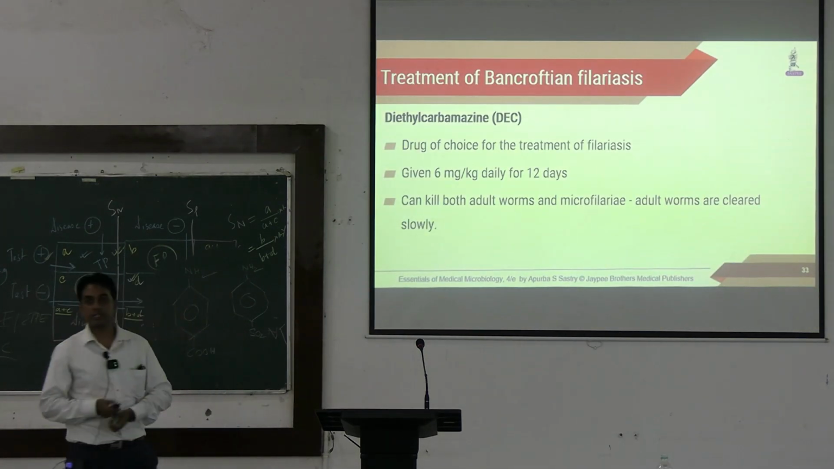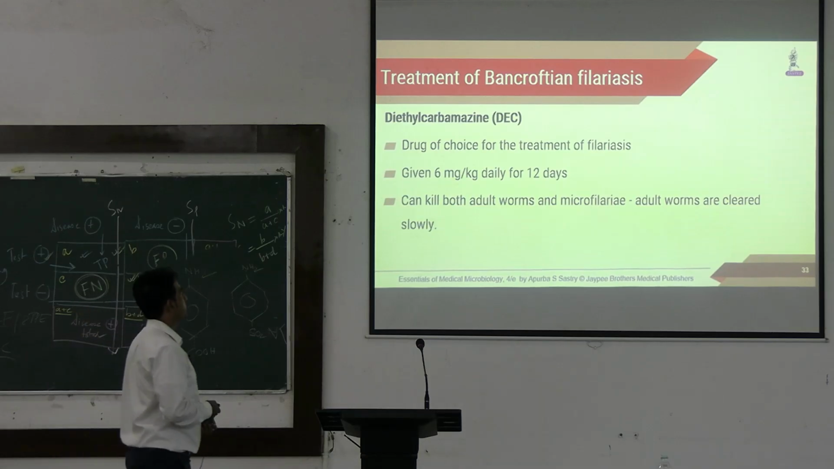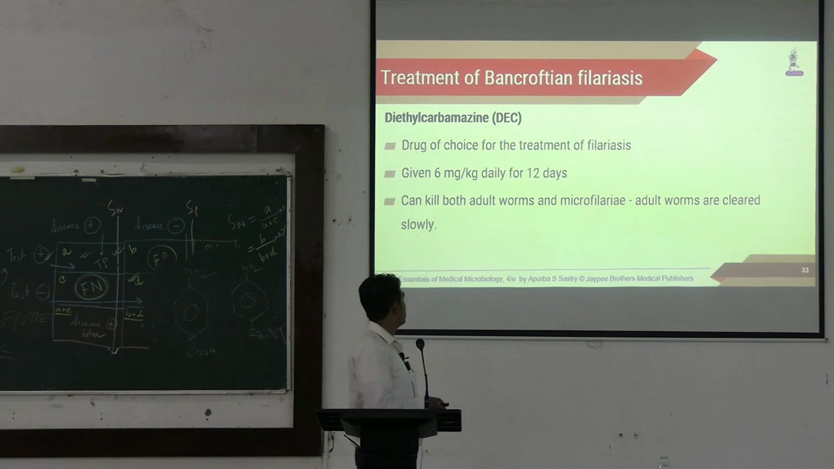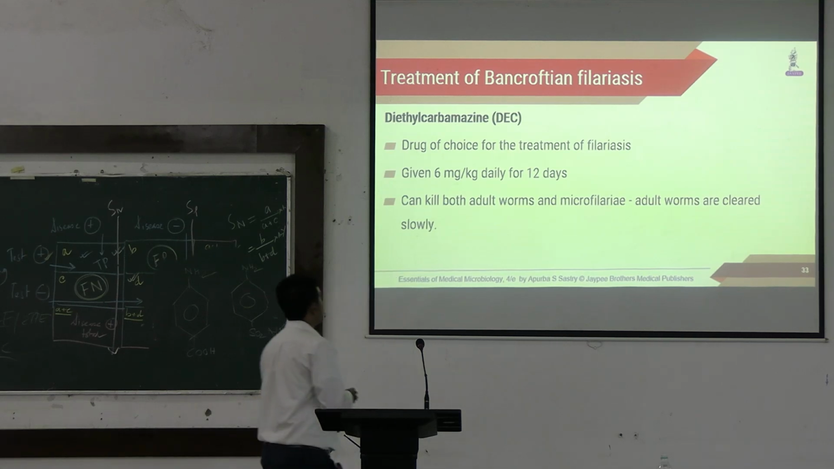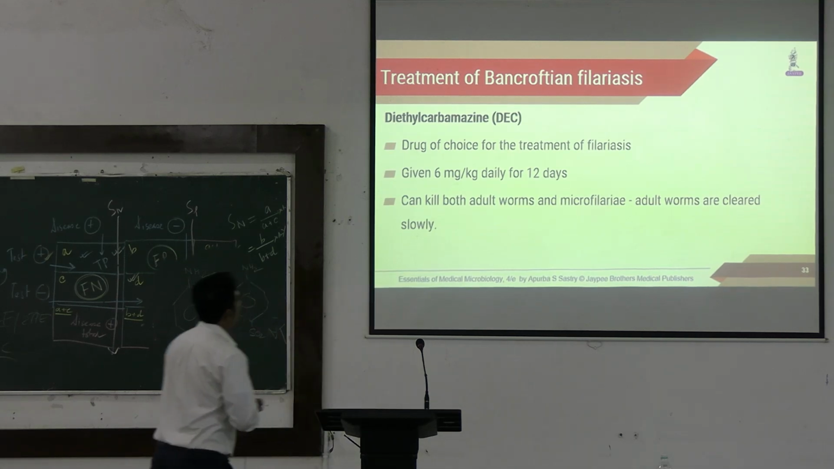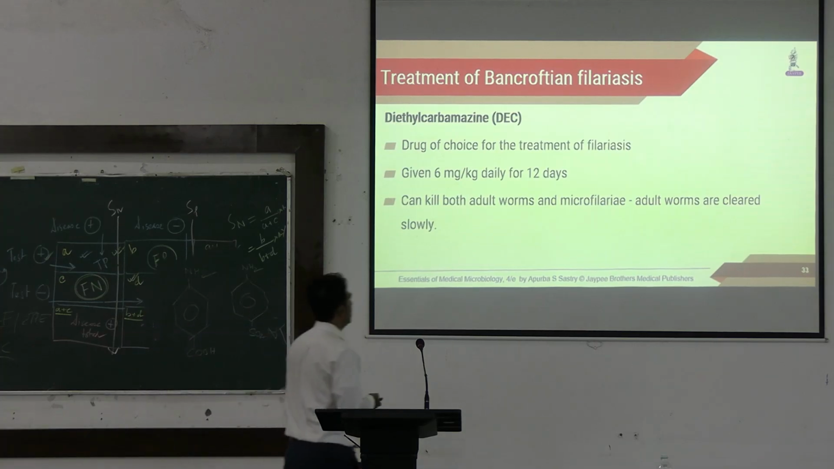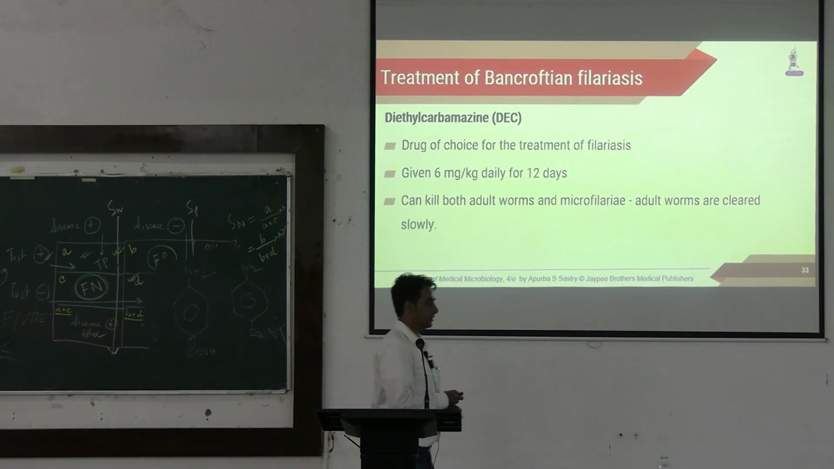Now coming on to the treatment part. So what will be the treatment? Diethylcarbamazine is the drug of choice for the treatment of filariasis. What is the dose? This is given at a dose of 6 mg per kg for 12 days. This can kill both the adult forms and the microfilariae, and adult forms are cleared slowly.